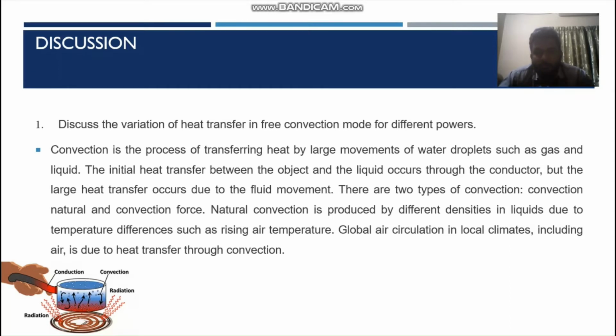There are two types of convection, which are natural convection and forced convection. Natural convection is produced by different densities of fluid due to the temperature difference, such as rising air temperature. Global air circulation in local climates, including air, is due to heat transfer through convection.